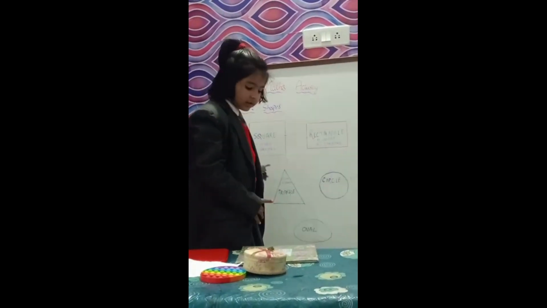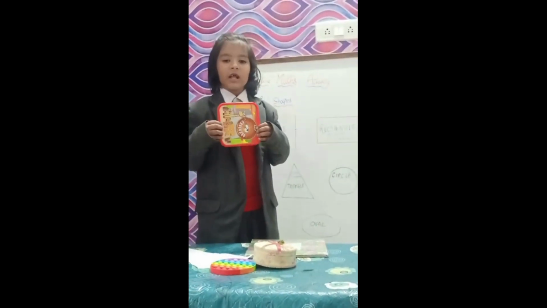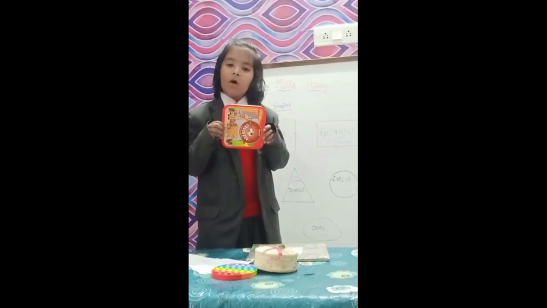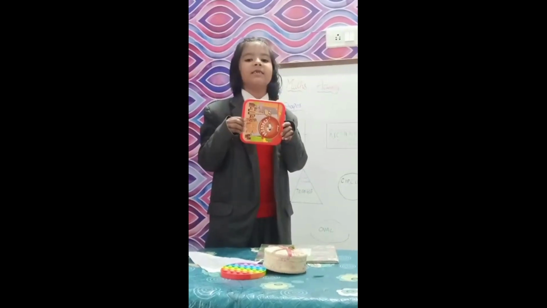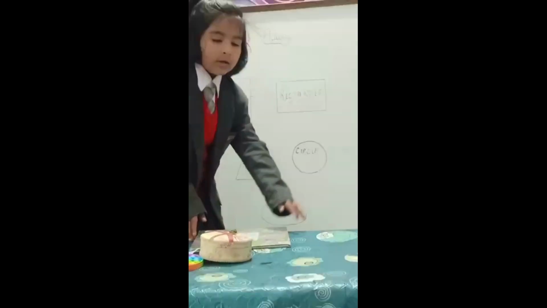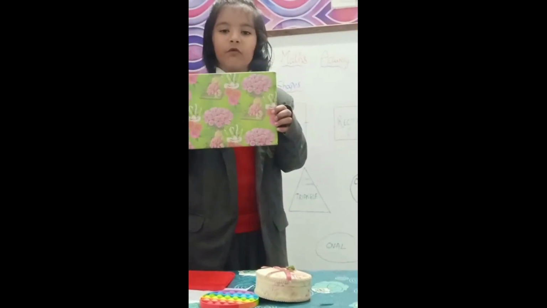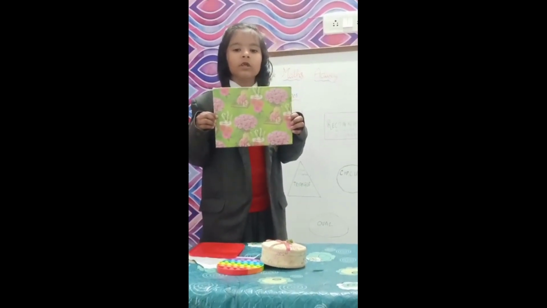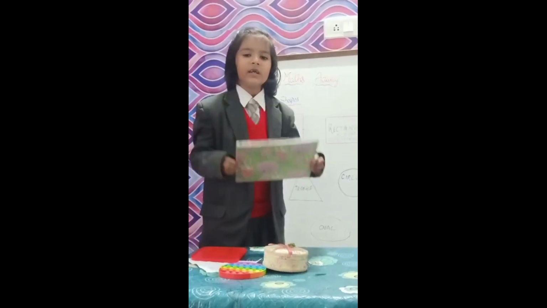First one is square. Square has four sides, four corners, but all the sides are equal. Rectangle. Rectangle has also four sides, four corners, with opposite sides equal.